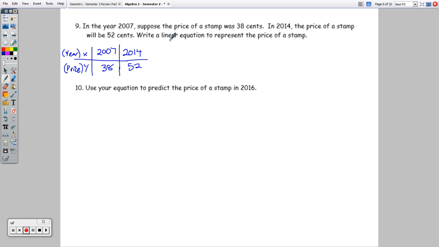And then, to find a linear equation, we can use point-slope form if we're given 2 points like this. So to find the slope, just do y2 minus y1 over x2 minus x1. You'd have 2014 minus 2007 over 52 minus 38. That'd be 7 over 14, which would be 1/2 right there. And yes, I felt like I was doing something wrong there. My y's are the price, so I should have flipped this around. I'm sorry about that.